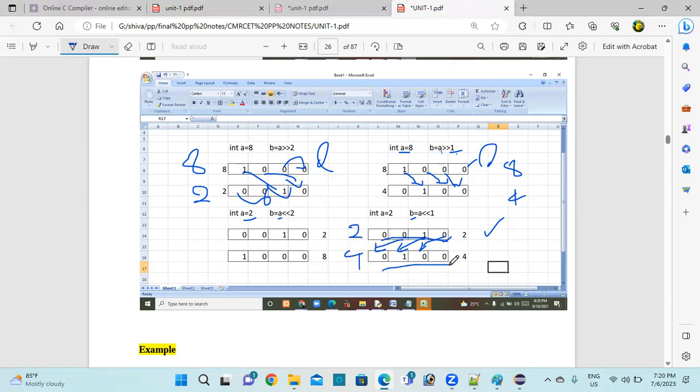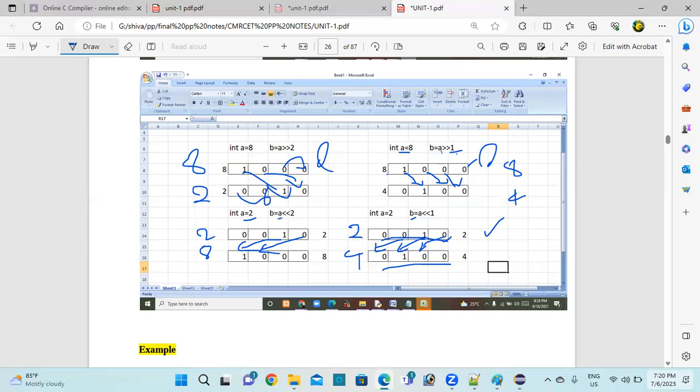What is the number you got here? 4. Now shift 2 positions to the left side. So the number is 2, and what is the number we got? 8. So these are all the questions that may come in a written test.